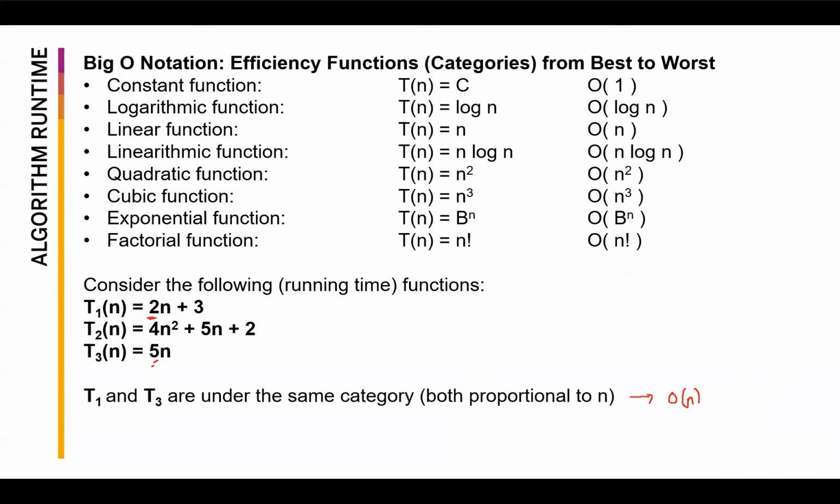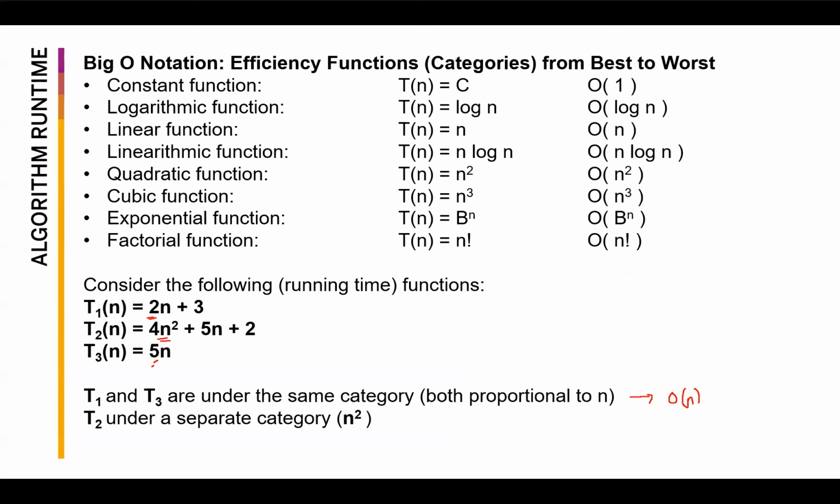So we know that if we increase the input size, it will also increase the runtime at the same growth, at a certain proportion. And we know that the second runtime is under a separate category, which is O of n squared, because again, we look at the term with the highest exponent and drop the coefficient, and we arrive at n squared. So it's an O of n squared.